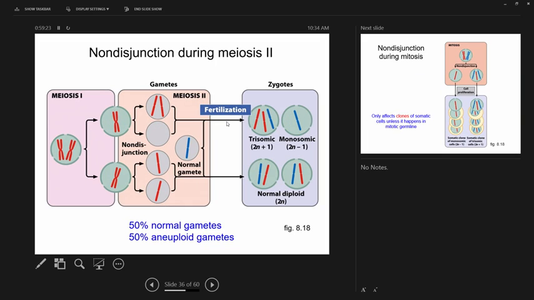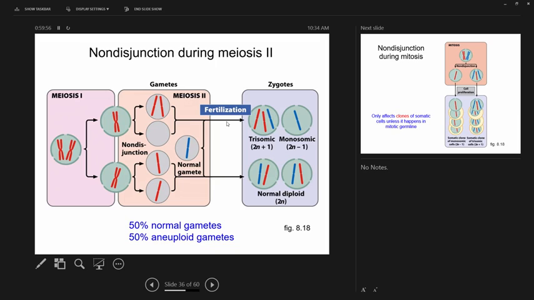If you have non-disjunction versus in meiosis 2, however, in most cases this will result in 50-50 normal and aneuploid gametes. We had the little deal we made in the lab, the presupposition that if you get a non-disjunction event in meiosis 1, you're not going to also get a non-disjunction event in meiosis 2 because they're rare enough.